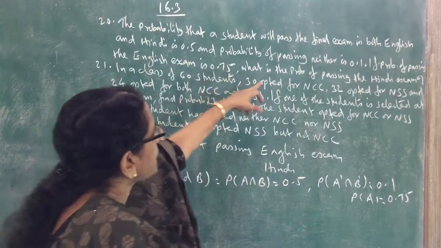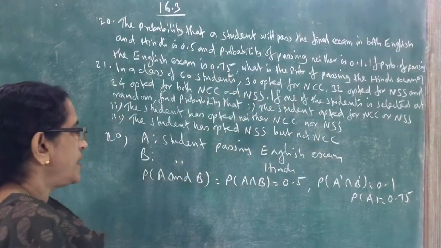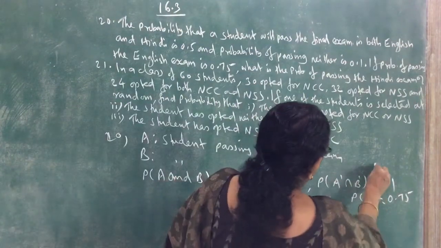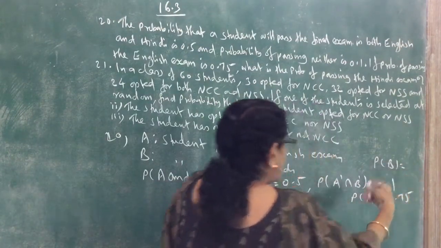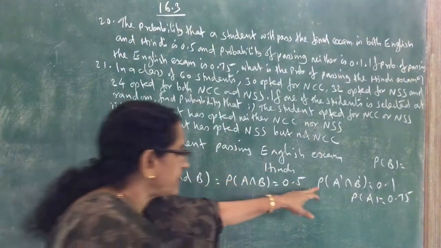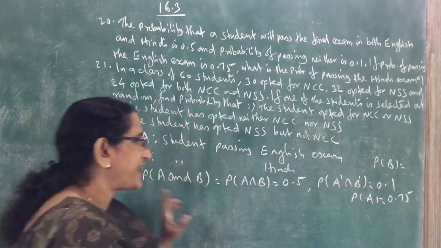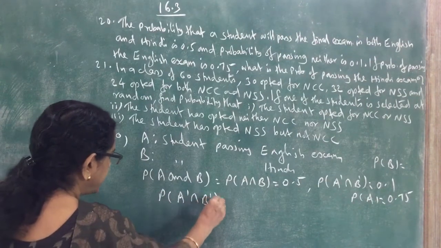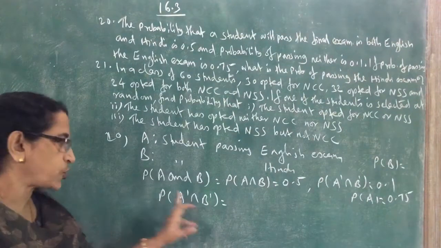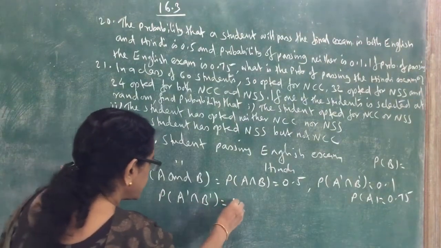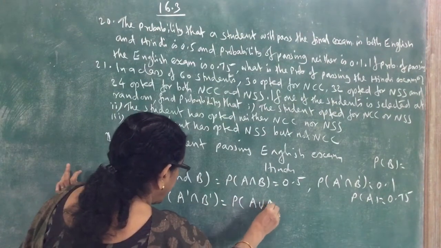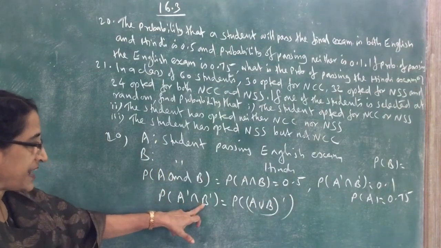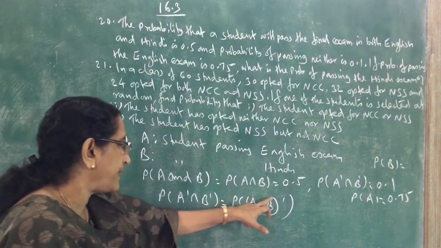Now we want to find the probability of passing the Hindi examination, that means probability of B. Here we are using probability of A dash intersection B dash. We can apply De Morgan's law: A dash intersection B dash is the same as A union B whole complement.